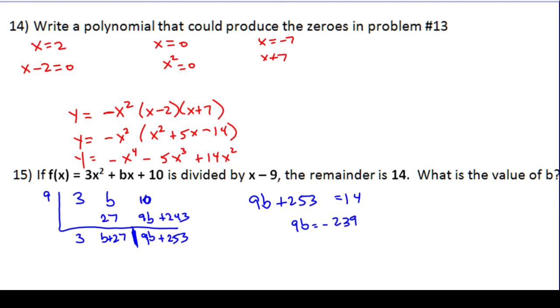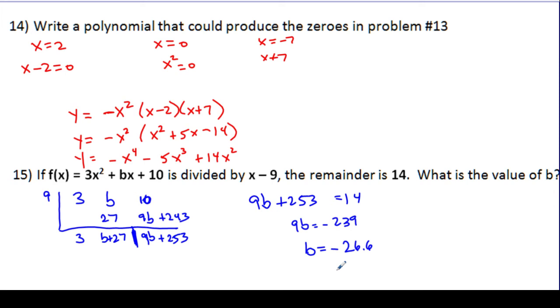Then I can divide both sides by 9. And in this case, I get something that's not really all that nice, and that's okay. That's going to happen sometimes. In this case, b is equal to negative 26, and we'll just round 0.6. So it's 0.5 repeating, right? But we'll say about negative 26.6. That's one way to do it.